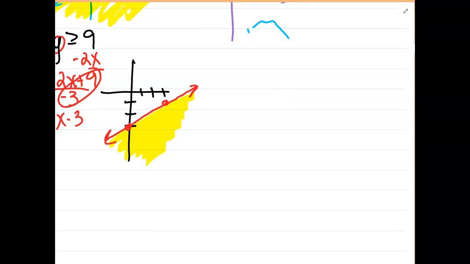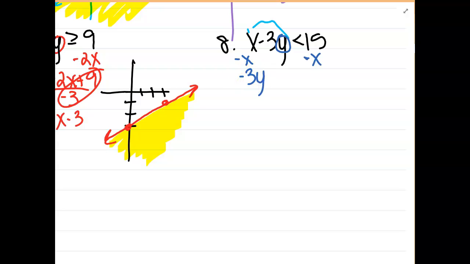All right, last one here, number 8. Number 8 says x minus 3y is less than 15. Okay, what's my first problem here? Not in y equals, just like the other ones, move your x term first. So we're going to subtract x from both sides. Just like the last couple we've done, I still have a negative in front of the 3. So it's negative 3y is less than negative x plus 15.